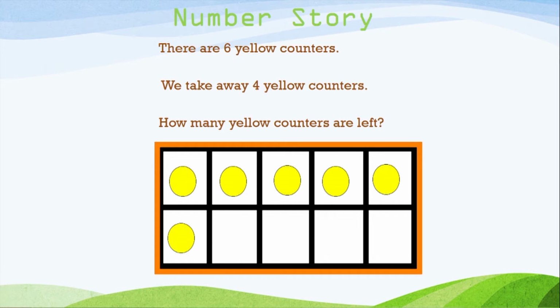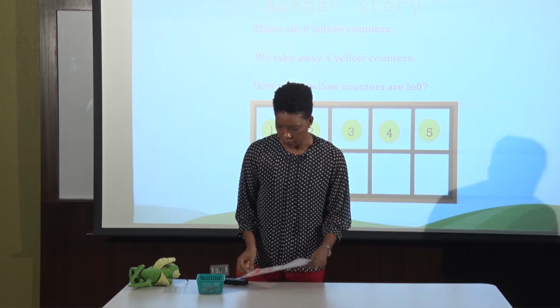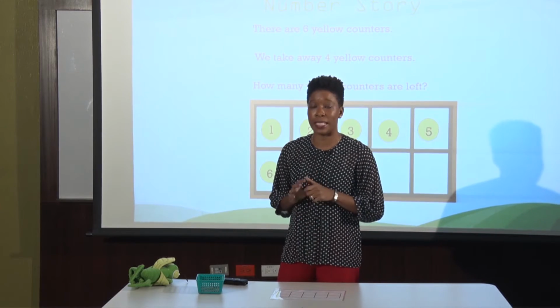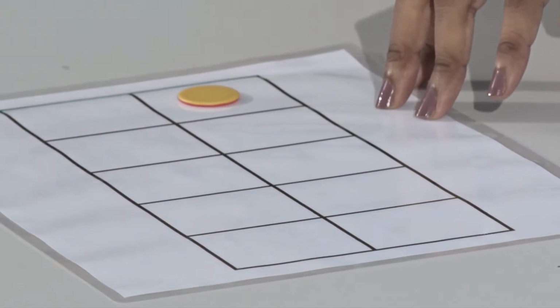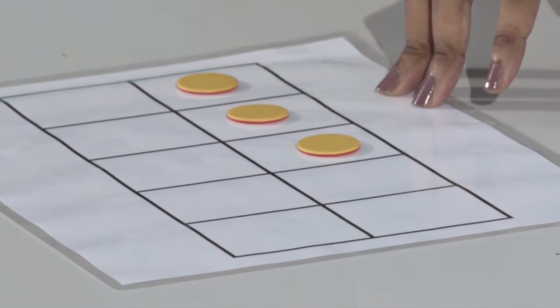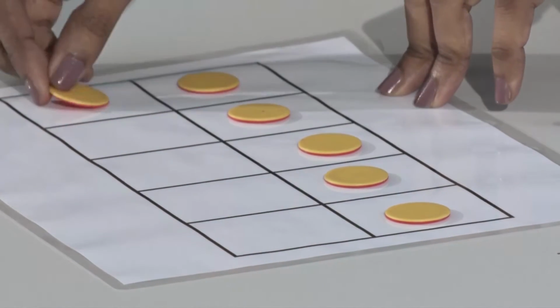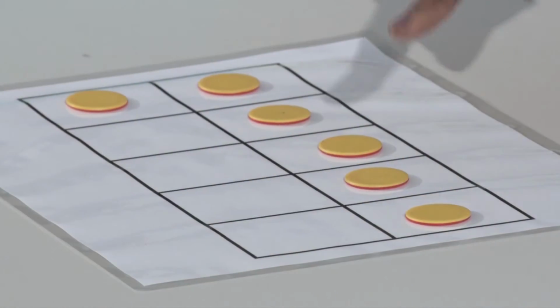So here's my 10 frame. And how many do I have there? 1, 2, 3, 4, 5, 6, boys and girls. We have 6. Let's go to our table. So here's our 10 frame, and I'm going to place my 6 yellow counters. You can count. Did you get 6? You are correct. There are 6. 1, 2, 3, 4, 5, 6.